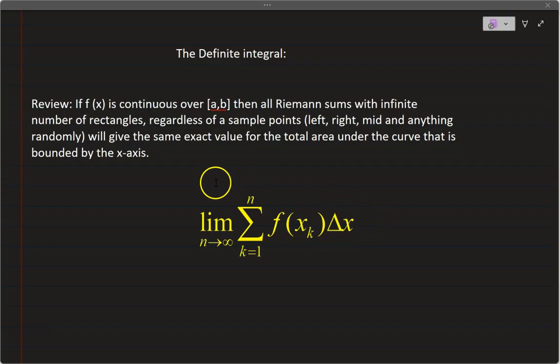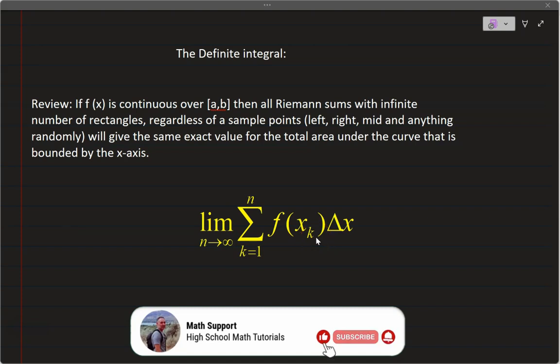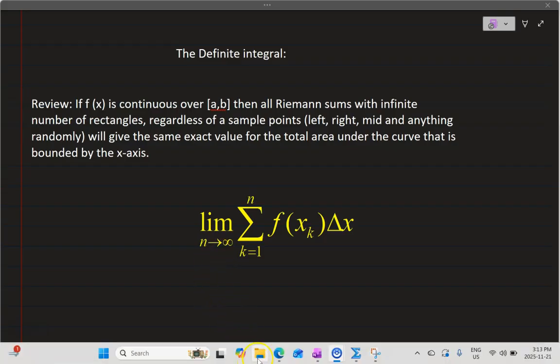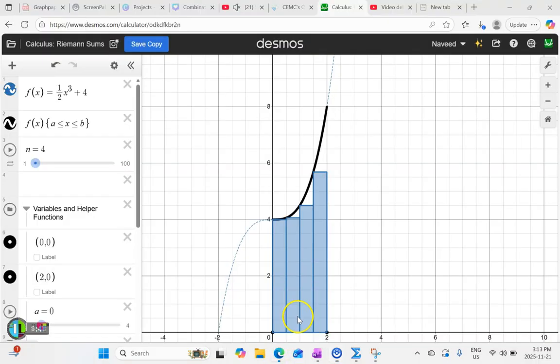But in the last lesson, I talked about the Riemann sum and the fact that there are infinitely many rectangles you can create under the curve of a function, and the area under the curve that is bounded by the x-axis can be approximated, or it can be calculated accurately if there are infinitely many rectangles. Now let's go to Desmos, and I'm going to show you a review on Desmos.